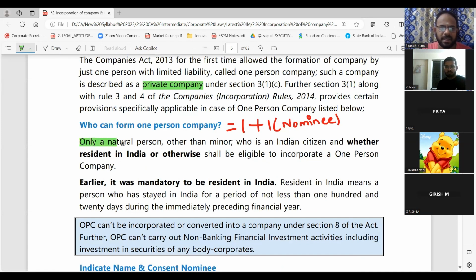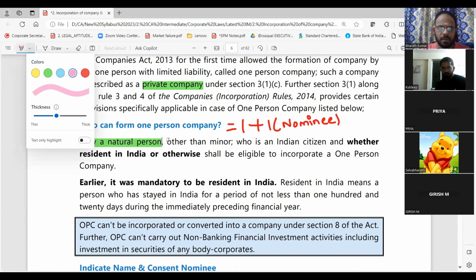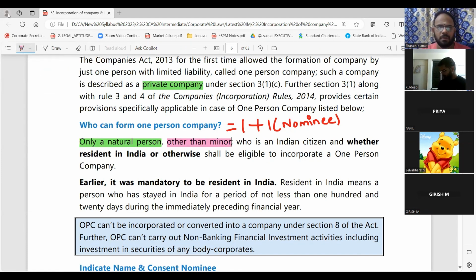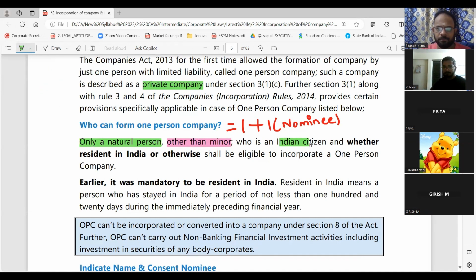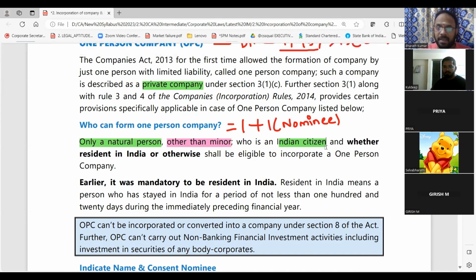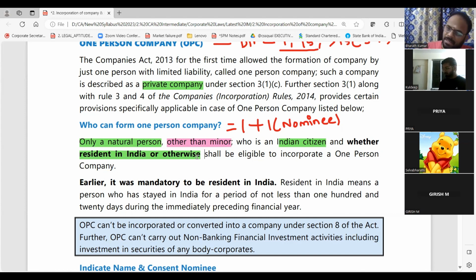Only a natural person can be a 1-person company member, but he should not be a minor. He should be an Indian citizen. And whether Indian resident or not, yes, you will have to decide. Irrespective of whether they can be resident or not, it is different. Earlier, it was mandatory. Now, resident in India or otherwise, they can be resident. They need not be resident. Previously, mandatorily, you should be having a residency status.